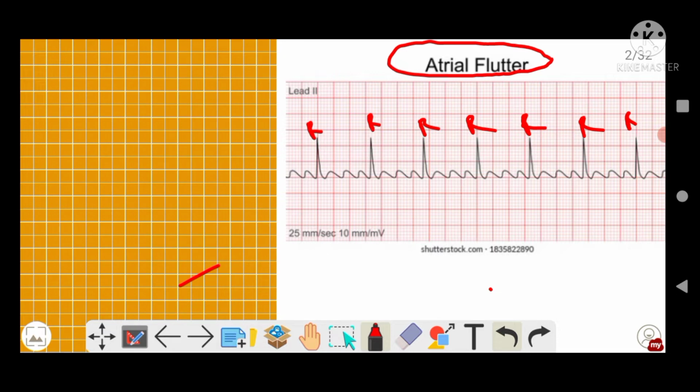Just a description about atrial flutter. It is a rapid succession of identical back-to-back atrial depolarization waves. The identical appearance accounts for the sawtooth appearance of the flutter waves. And the treatment is like atrial fibrillation only. Definitive treatment is catheter ablation.